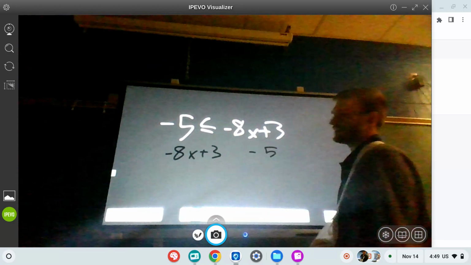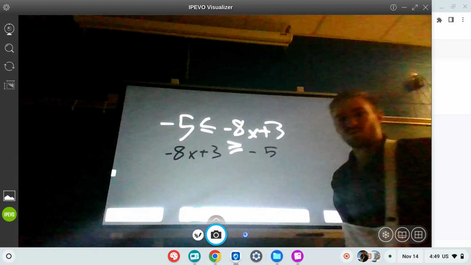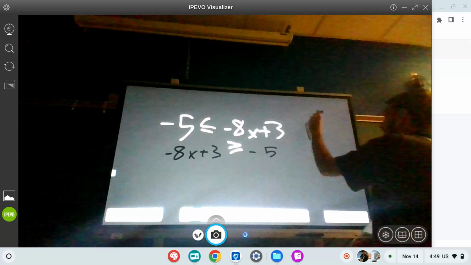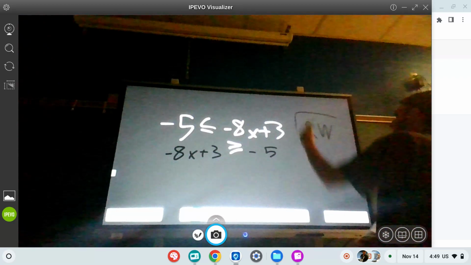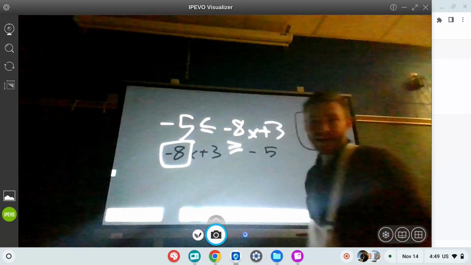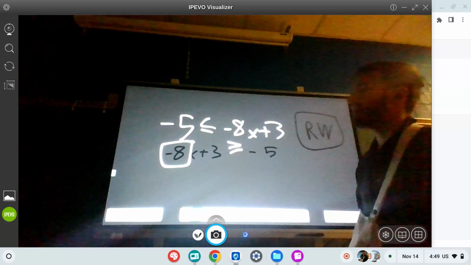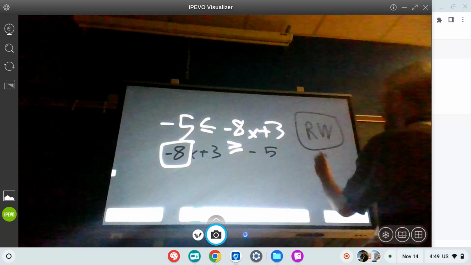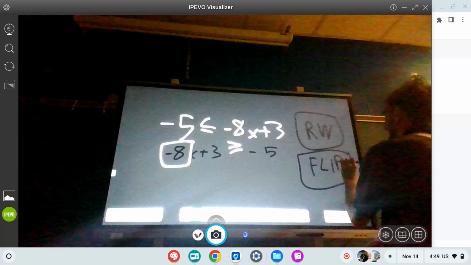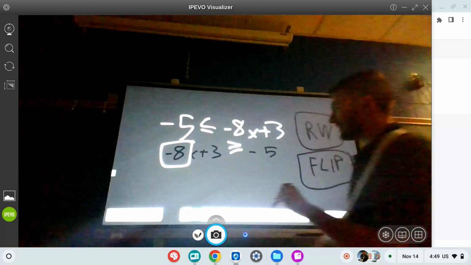Negative 5 is going to go over there, and my sign is going to flip from a less than or equal to a greater than or equal to. Awesome. Now, I know I'm going to have to do a rewrite for this question, but I'm also looking at this negative 8 and noticing, dang, I'm going to have to divide by a negative 8 as well. I'm going to have to do a flip as well. So for this, it's actually a rewrite and a flip, which can totally happen.